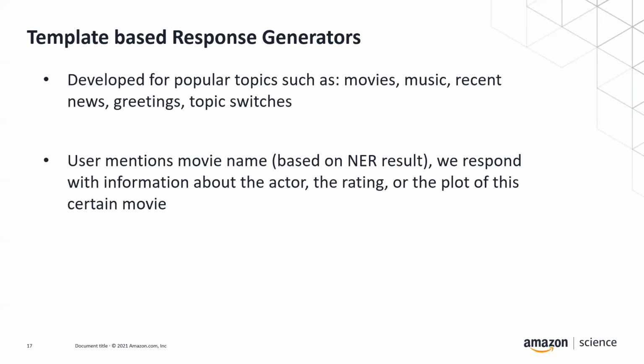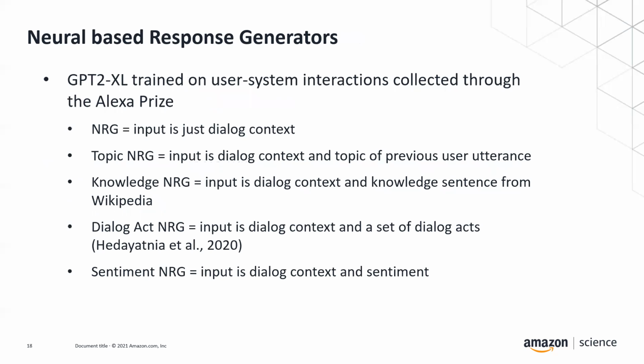And then we have two different types of responders. The first is template-based responders. And as I mentioned previously, there are responders for popular topics that we have, like movies, music, and recent news. How a template-based responder could be used is that it could leverage what the topic is from the topic classifier to decide which responder to use. And let's say a user mentions a movie name, which we extract from the NER model. We then respond with the information about the actor, the rating, or the plot of this certain movie.